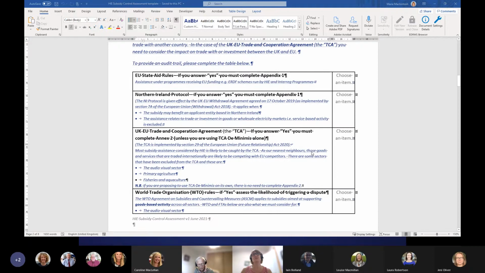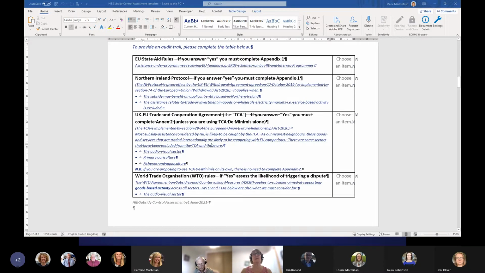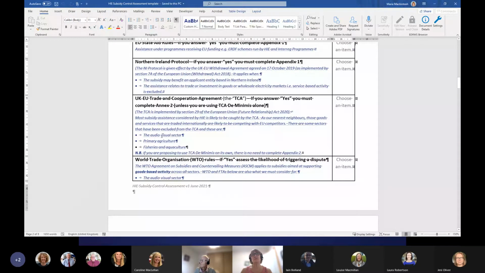Most of what we do is going to be general sectors, and it's going to get caught by the EU Trade and Cooperation Agreement. So for them, we might have a yes there. There's the drop-down box for you to choose yes or no. I think most of the time we'll be using a yes here. The things that are excluded are the audiovisual sector, primary agriculture, fishing and aquaculture. And we have a question mark over food processing at the moment, because it looks as though food processing might be lumped in with primary agriculture, carved out of the TCA and needing to be covered by WTO rules and the agreement.